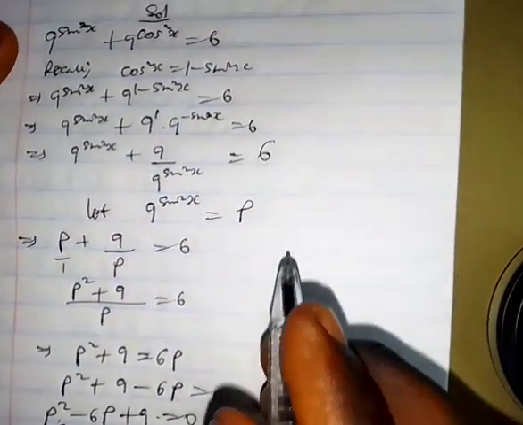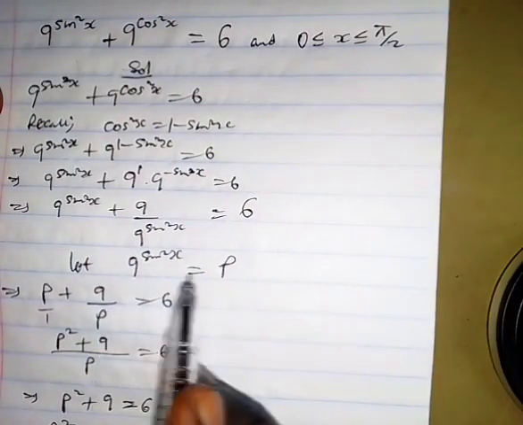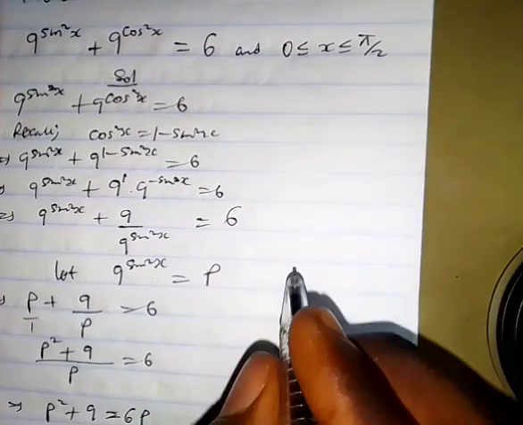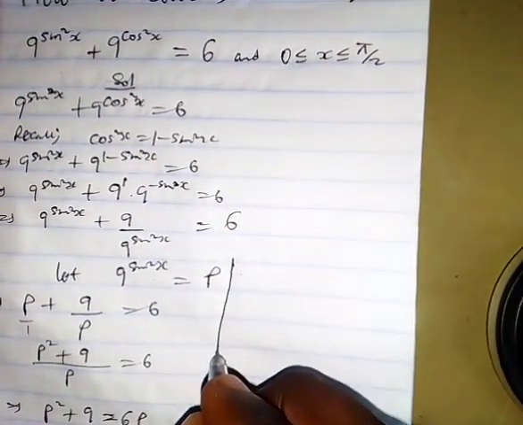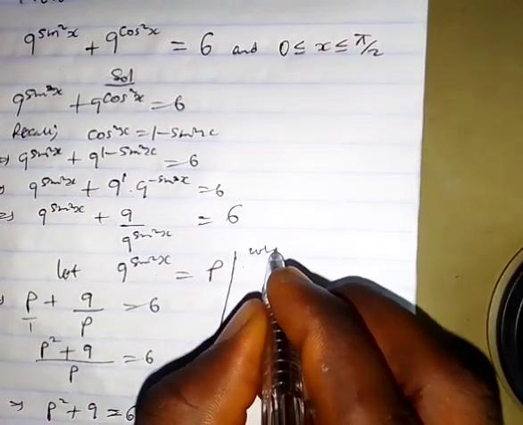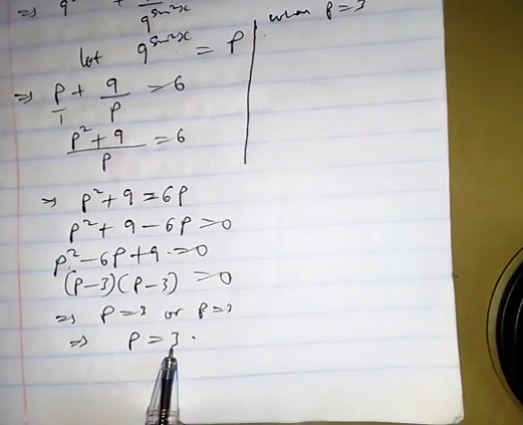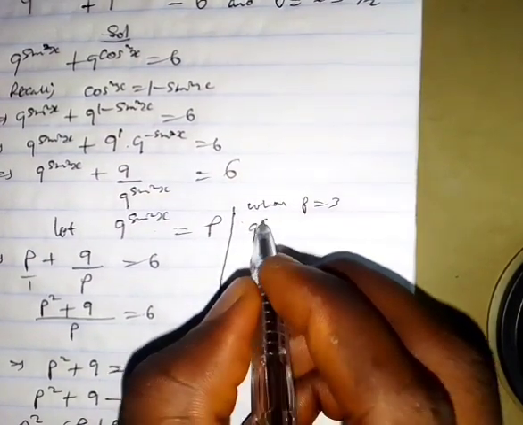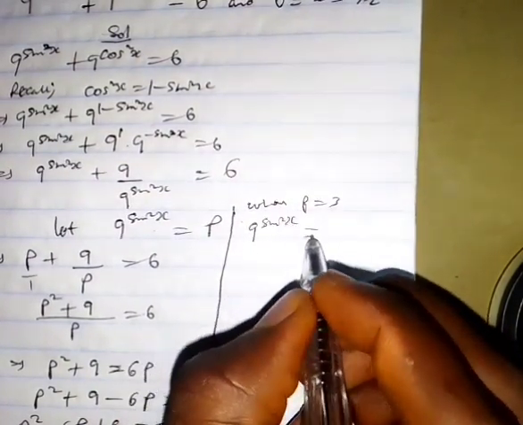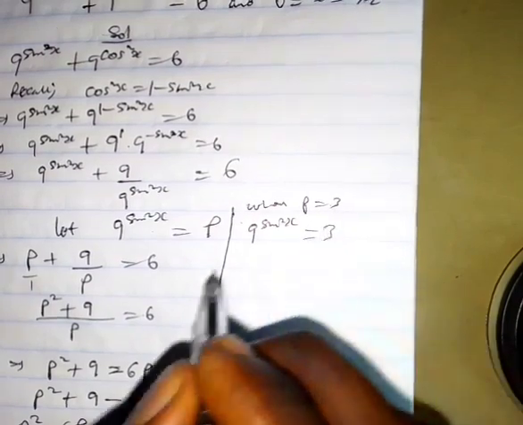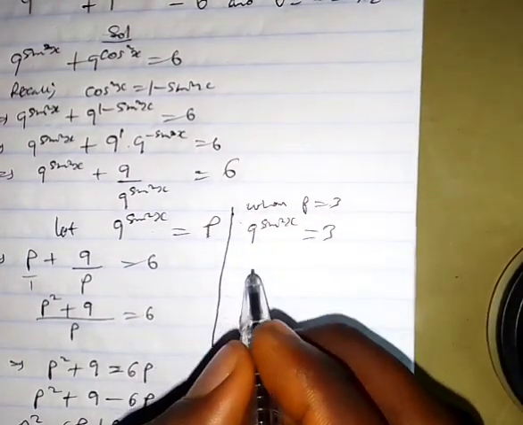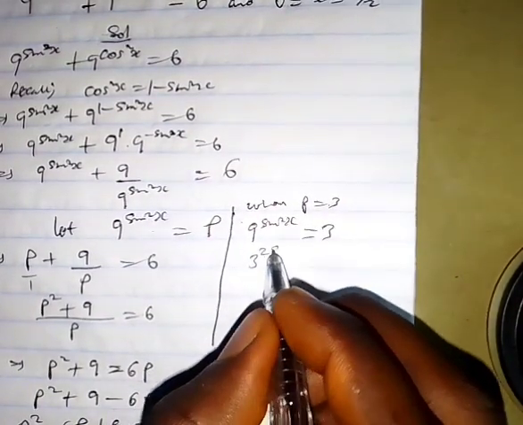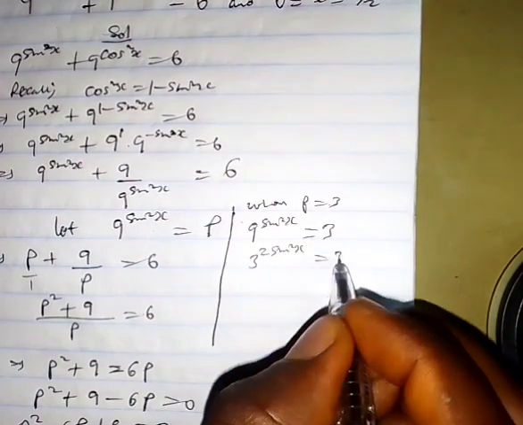Now, don't forget we let p be equal to 9 raised to the power sine squared x here. So when p equals 3, we are going to equate this with 3. So we have 9 raised to the power sine squared x equals 3. Now this is 9, we can write this as 3 raised to the power 2 sine squared x equals 3.